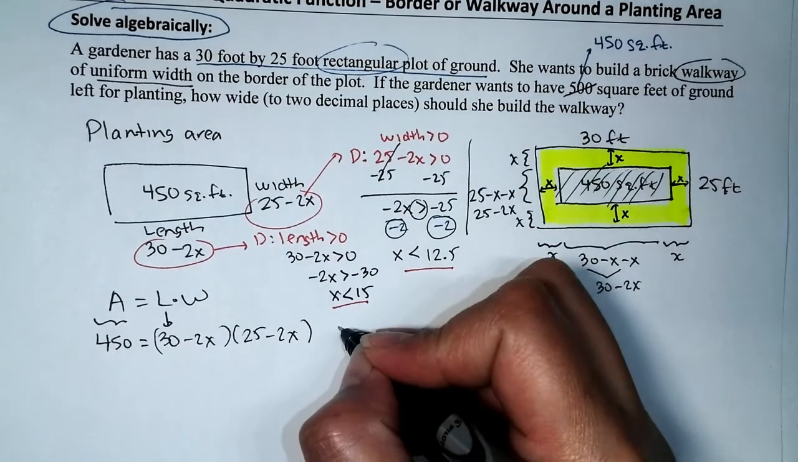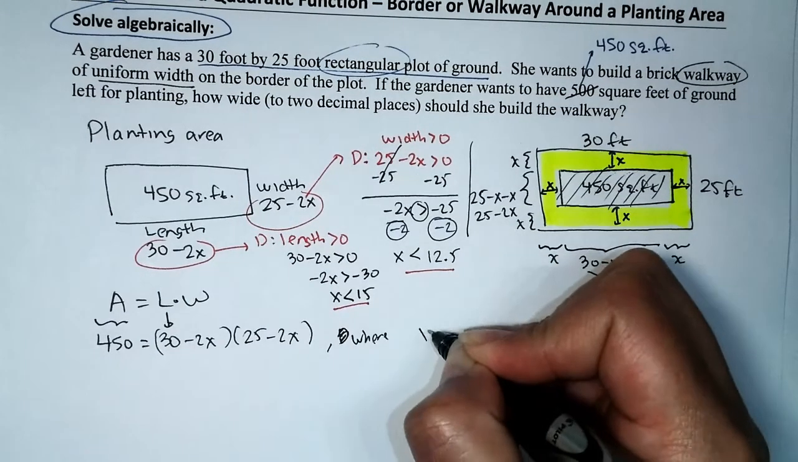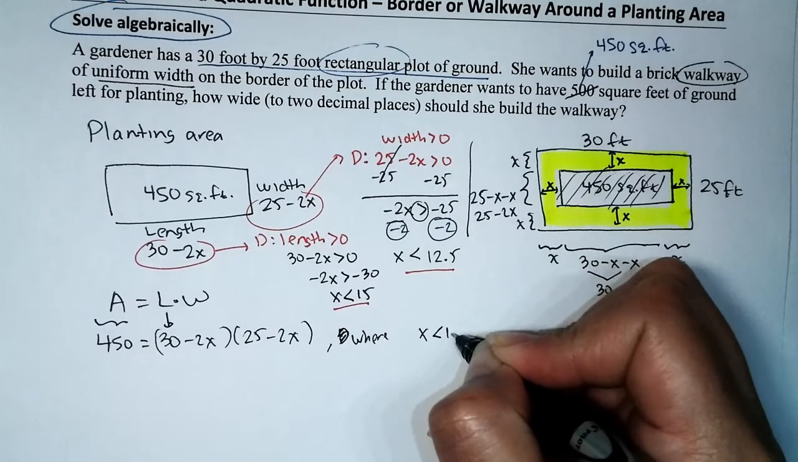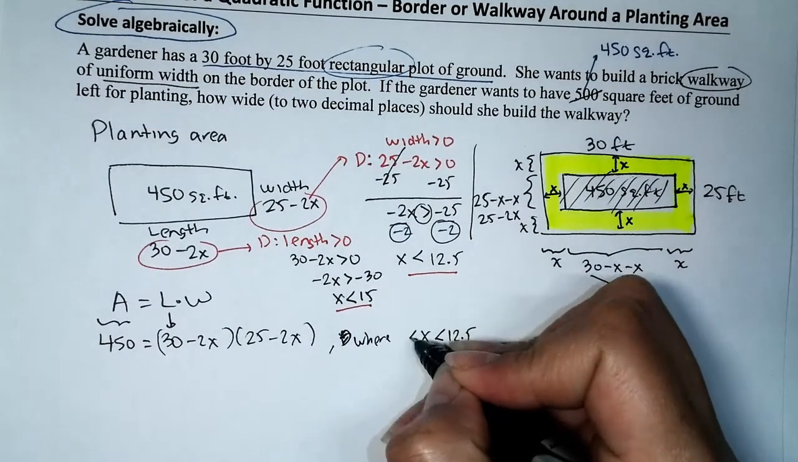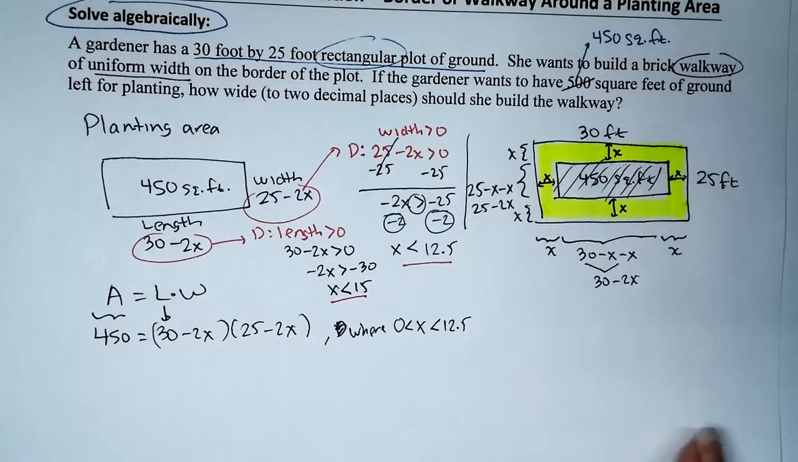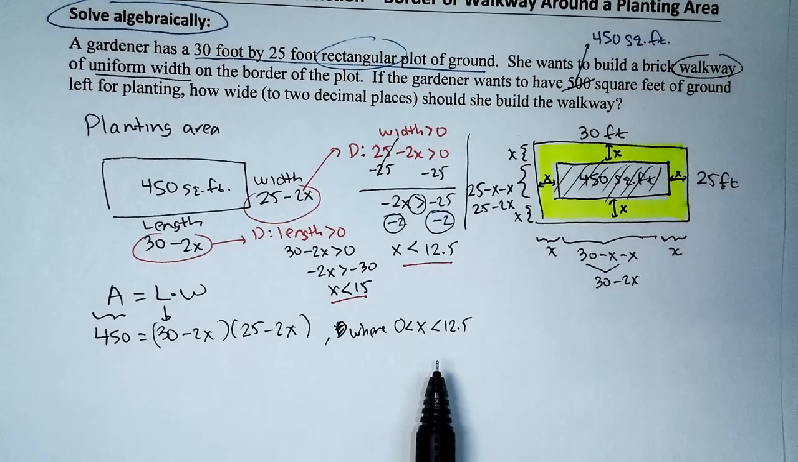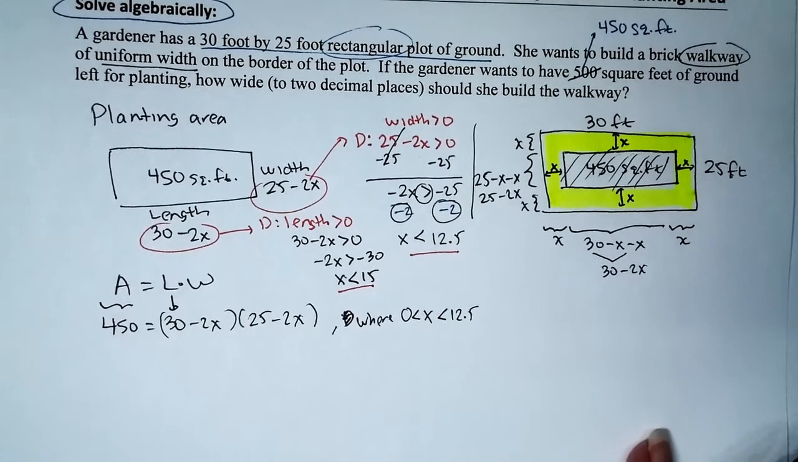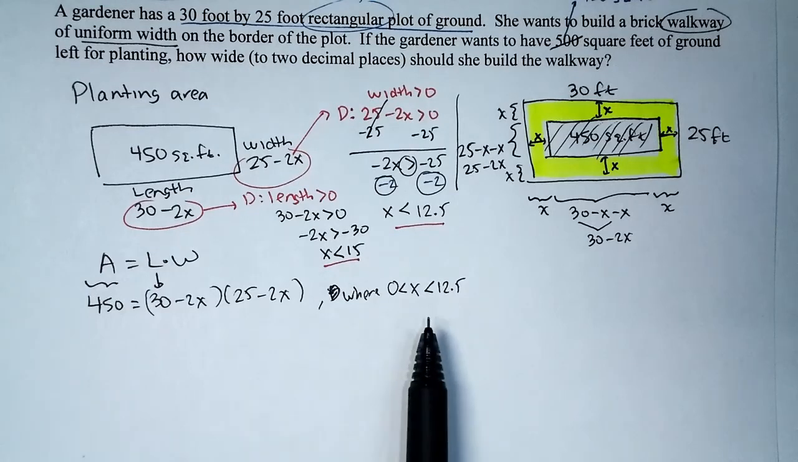So we want to tell the world, I'll just put where x is less than 12.5. But it also can't be negative, so we're going to say and it's also greater than 0. If you don't put this, it's no big deal, but this will put us on check. Now let's solve the equation on the left, taking into consideration the domain.